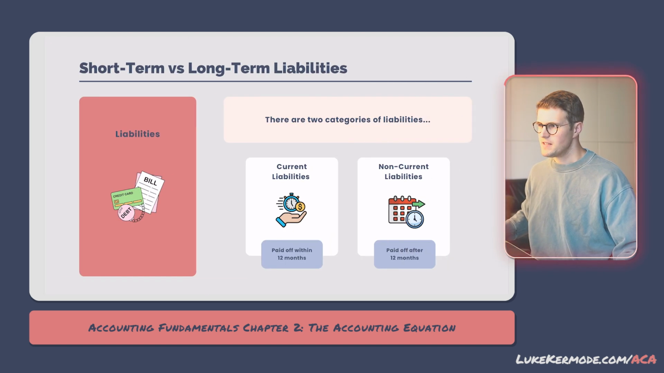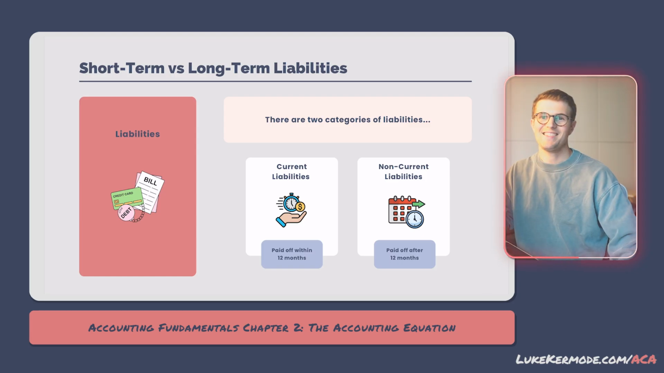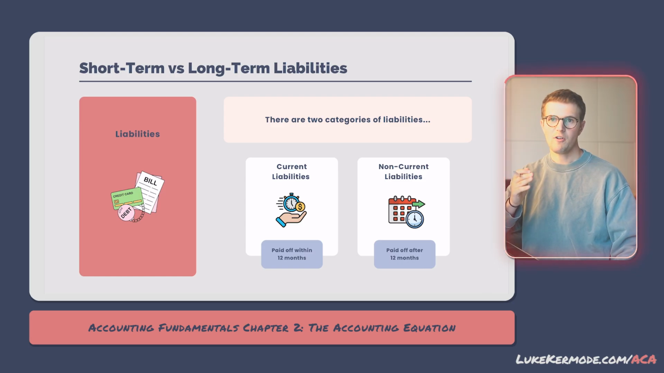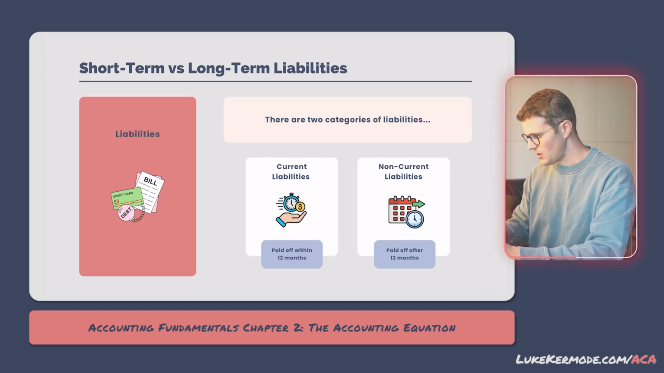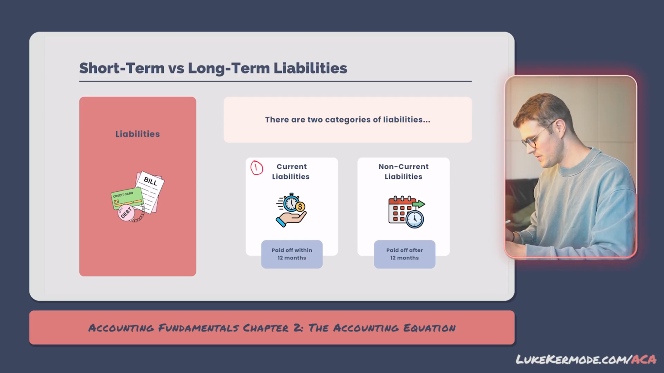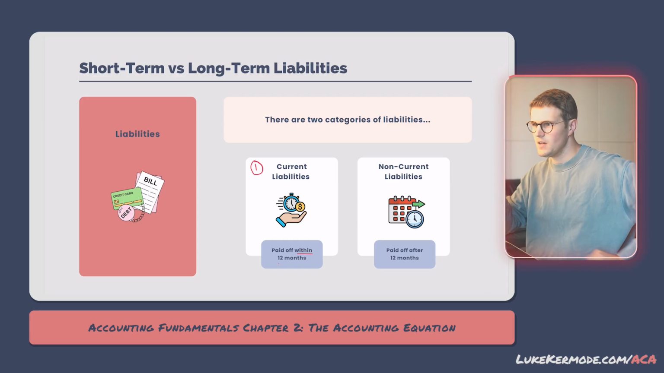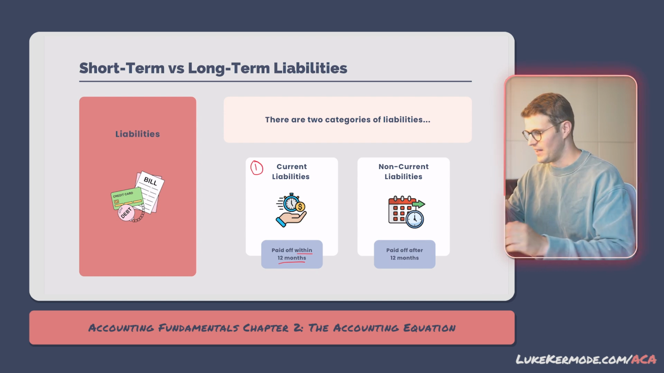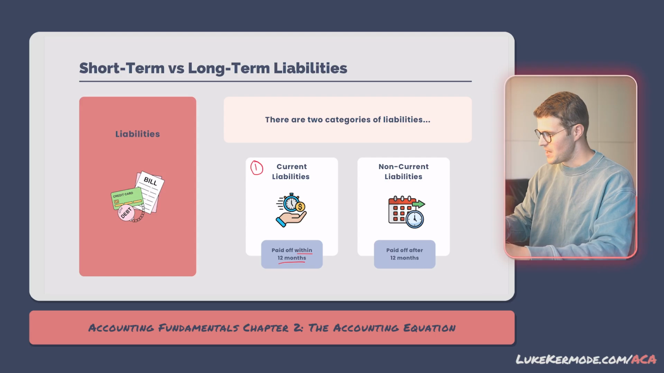Just as we can split assets into current and non-current, we can do the exact same thing for our liabilities, helping us understand which debts need to be settled sooner and which are due further down the line. First, we have our current liabilities. These are the short-term obligations the business is required to settle within the next 12 months, and includes things like trade payables, amounts owed to suppliers, or short-term bank loans and the business's annual tax payment.